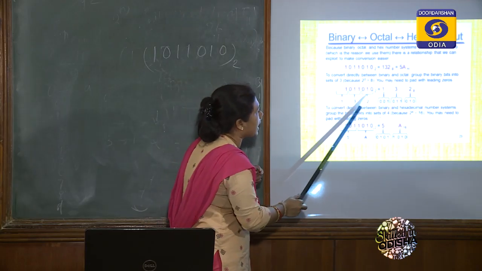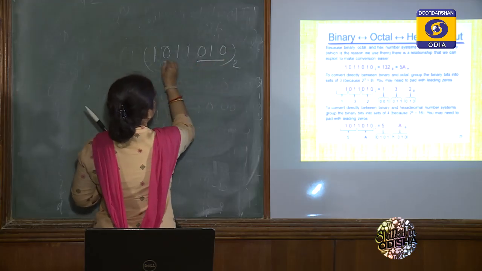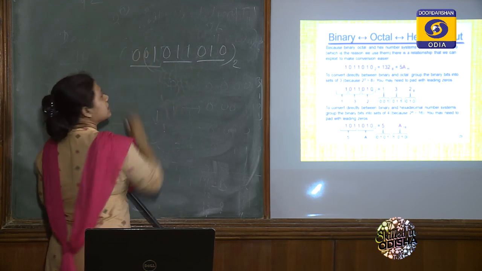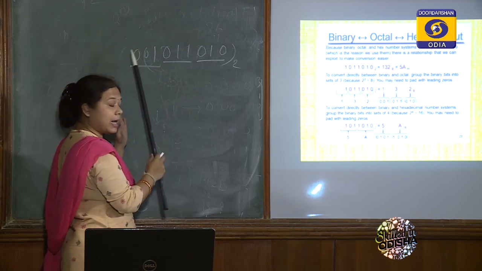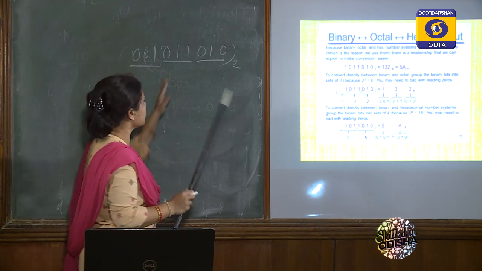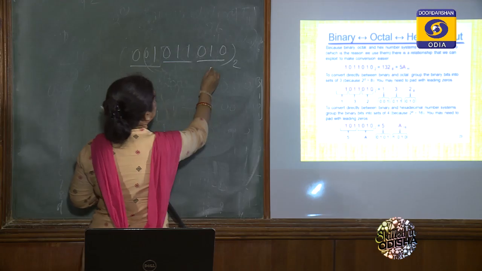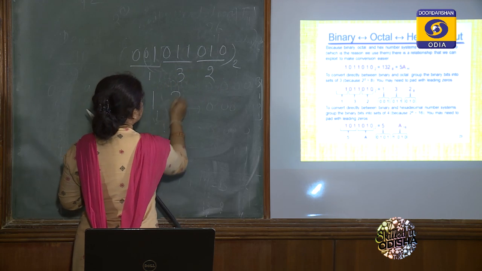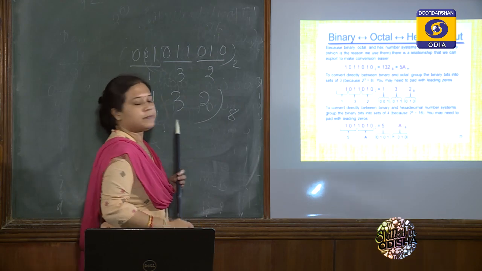So I can pair it up like this, each 3 bits together. Here only 1 is present, so I can add zeros on the left. Adding 0 on the left side of this digit will not affect the number. Now 010 is 2, 011 is 3, and this one is 1. So our answer is 132, base 8.